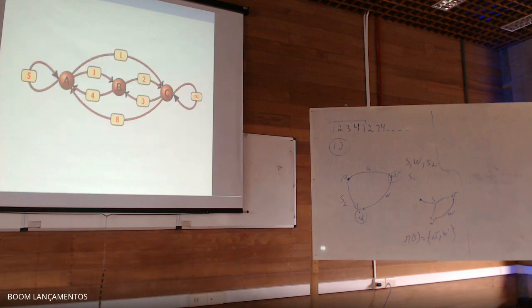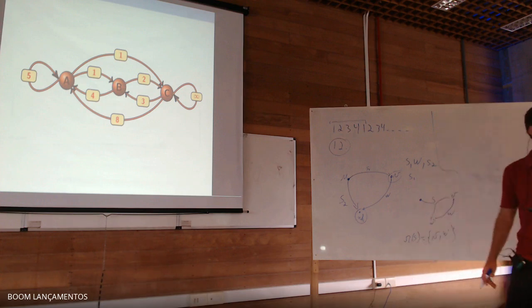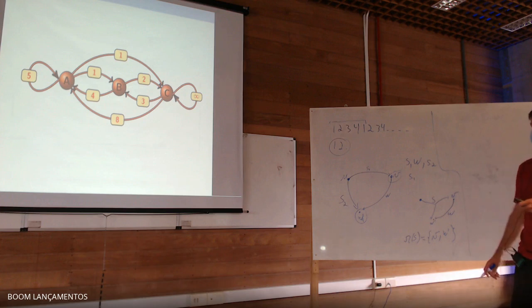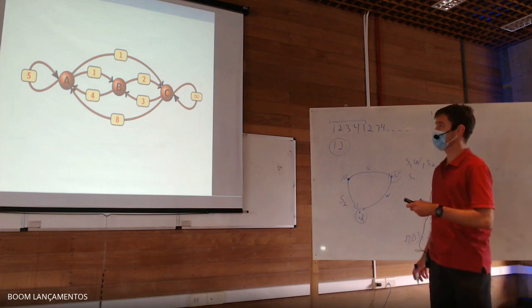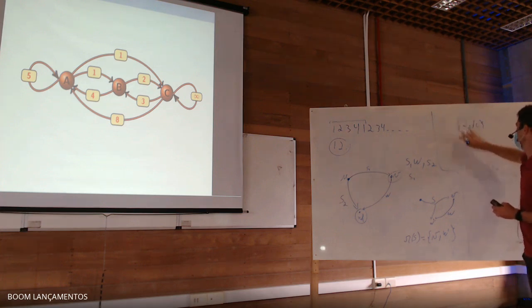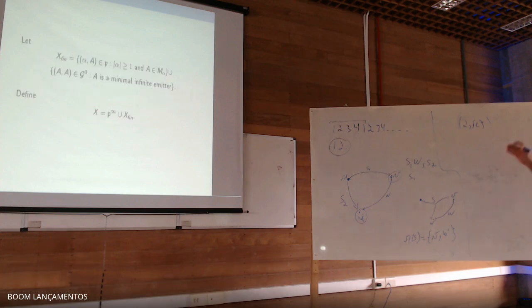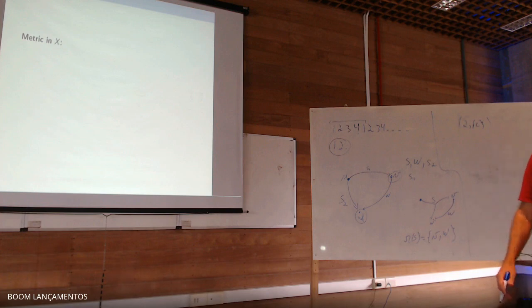So for example, if we look at BC here, BC is an infinite emitter, right? Because there is an infinite number of edges coming out of C. But it's not minimal because C is also a vertex that emits an infinite number of edges. So in my ultragraph shift space, I have all paths that we can follow here, and I have finite ones that end in a minimal infinite emitter. So, for example, I would have 2, and then a comma, C. This would be a path in my shift space now. It ends with this minimal infinite emitter. So that's the space. And I told you the topology already, but now we wonder what's the metric.